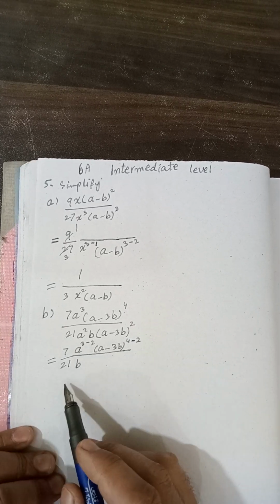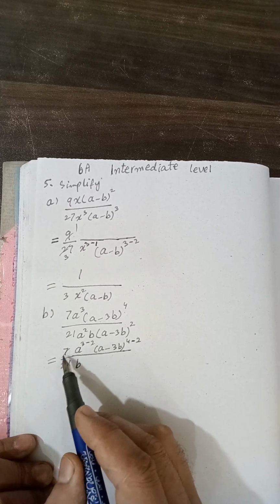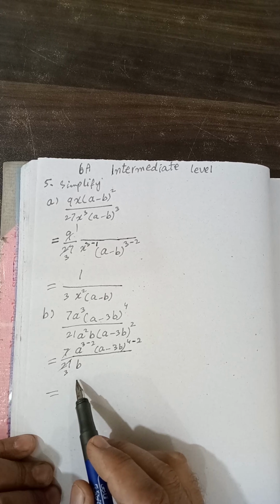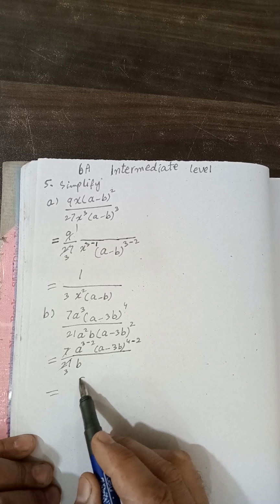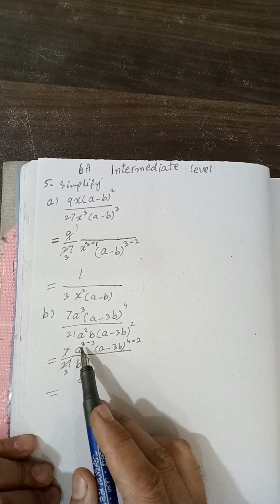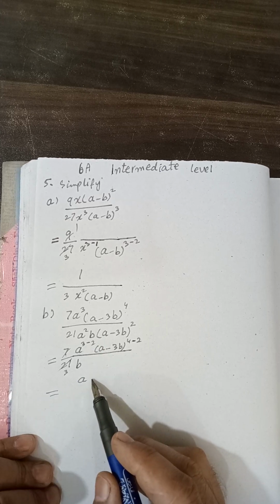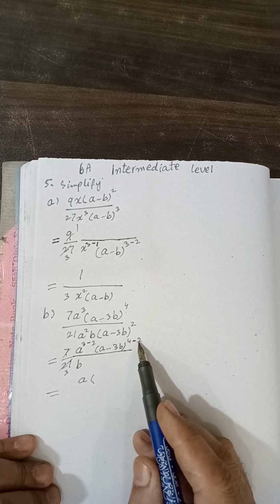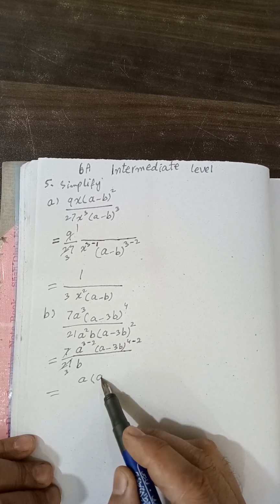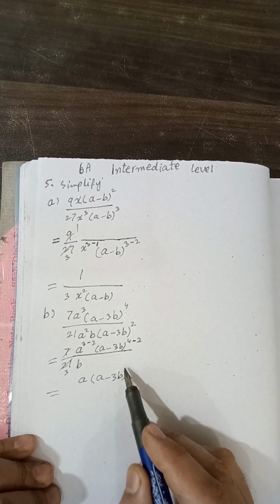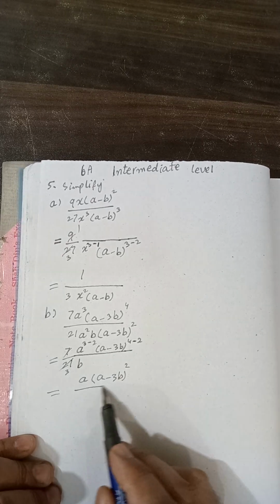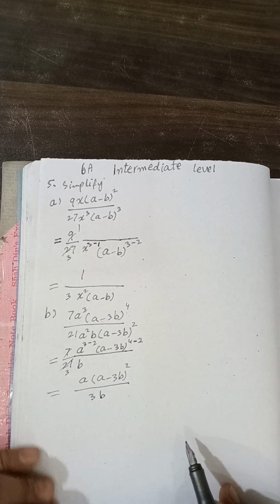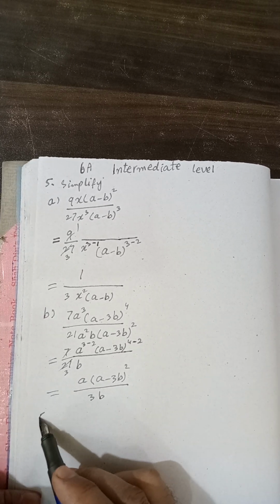So now move further. 7 ones are 7 and 7 threes are 21. I have cancelled these. Now when you remove 2 from 3, the answer is 1. No need to write 1, a degree 1. And when you subtract 2 from 4, the answer is 2. You will write here 2, and in the denominator there is only 3 and b. This is the answer. Then there is the C part.